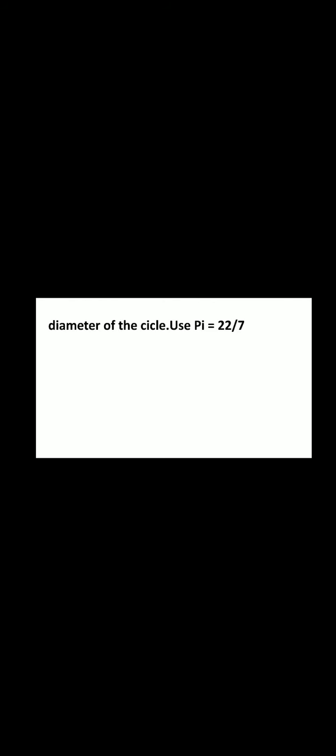Now let's go to another example. The circumference of a circle is 44 centimeters. They've already given you the circumference. Find the diameter of the circle. Pi is given to be 22/7. If you want to look for the diameter when the circumference is already given, you already know that circumference is pi d. This is the formula, pi d. You use this formula because diameter is in the question.